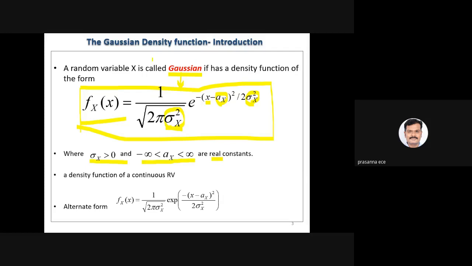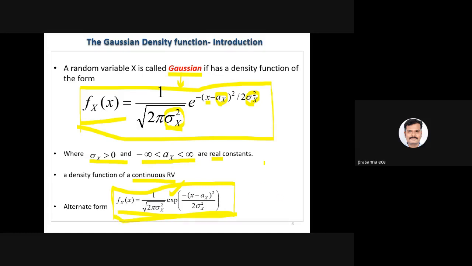Again, the Gaussian random variable is a continuous random variable. We have seen in the first class that there are two different types of random variables: continuous and discrete. The Gaussian random variable is continuous, defined on a continuous sample space. This is an alternate form of the same function. I have rewritten the exponential in a more clear and legible way, instead of giving the terms in the power of e.